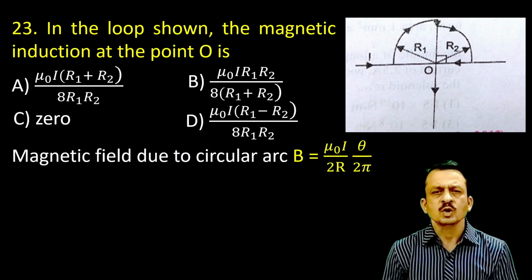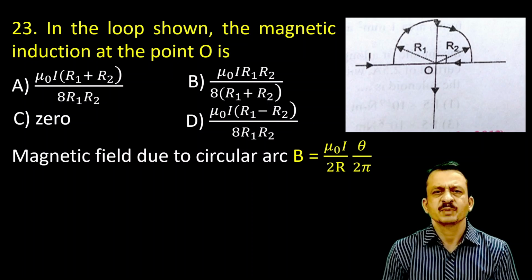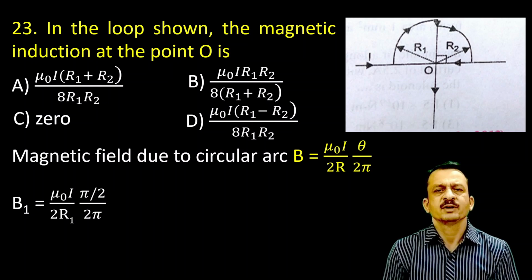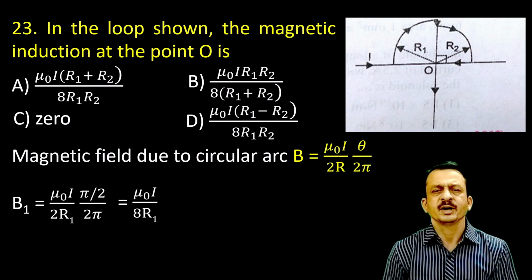Now take the first arc of radius R1. The angle subtended is obviously 90 degree, that is pi by 2. Therefore I will take B1 is equal to mu naught I divided by 2, radius is R1, into theta, pi by 2 divided by 2 pi. Now pi gets cancelled. Therefore I will get mu naught I divided by 8R1, 8R1 in the denominator.